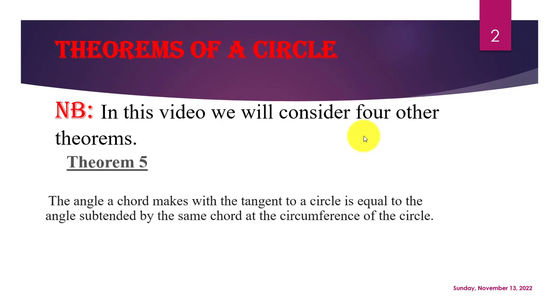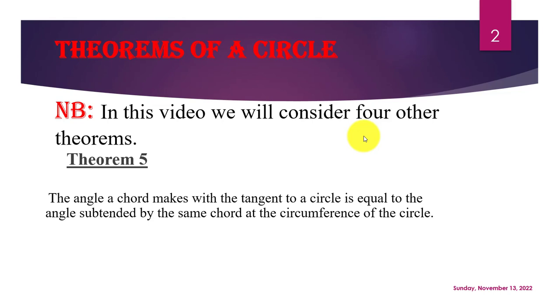Right, so we are continuing from the theorem 5, that is the fifth theorem. And this theorem states that the angle a chord makes with the tangent to a circle is equal to the angle subtended by the same chord at the circumference of the circle. I'm going over again. The theorem states that the angle a chord makes with the tangent to a circle is equal to the angle subtended by the same chord at the circumference of the circle.